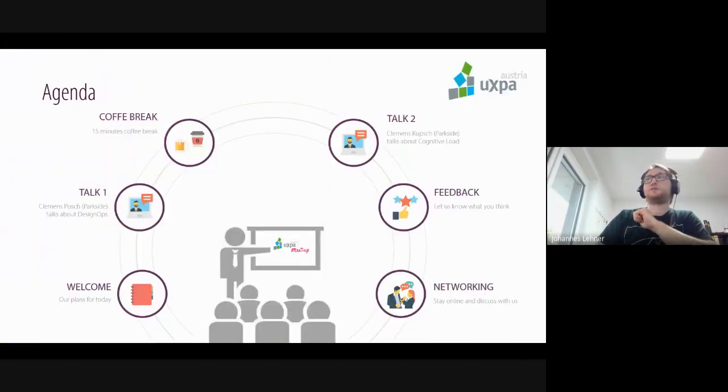Now, what we are going to talk about today. On our agenda, the plans for today, is what I'm presenting right now. Then we have the first talk I already mentioned, from Clemens Posch of Parkside, who is talking about DesignOps. A very important topic if you're working together as a team. Then we will have a short coffee break, or you can grab a beer or wine or anything else, just to get your brains free, because talk number two is very interesting, but you will need a short break before, because cognitive load is, yeah, we will talk about it later. I think you will need the break to be active and take a lot of important and interesting input with you.